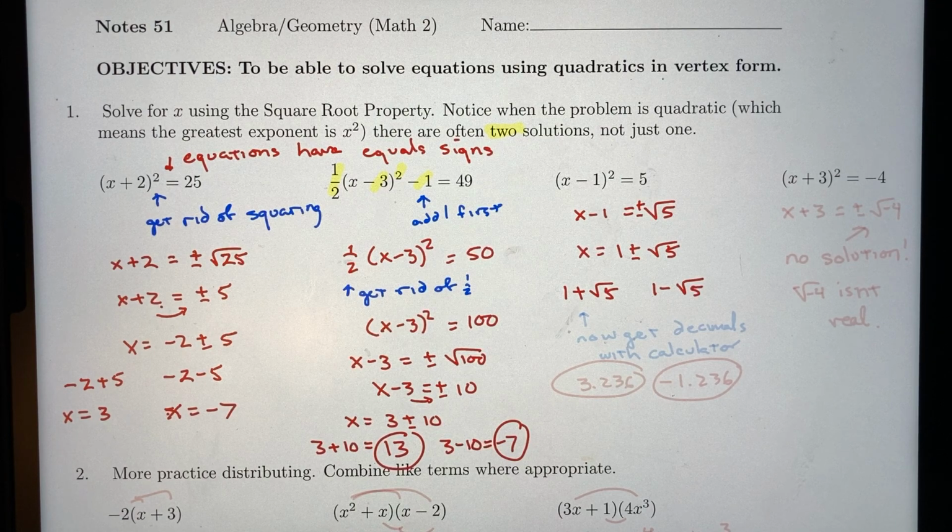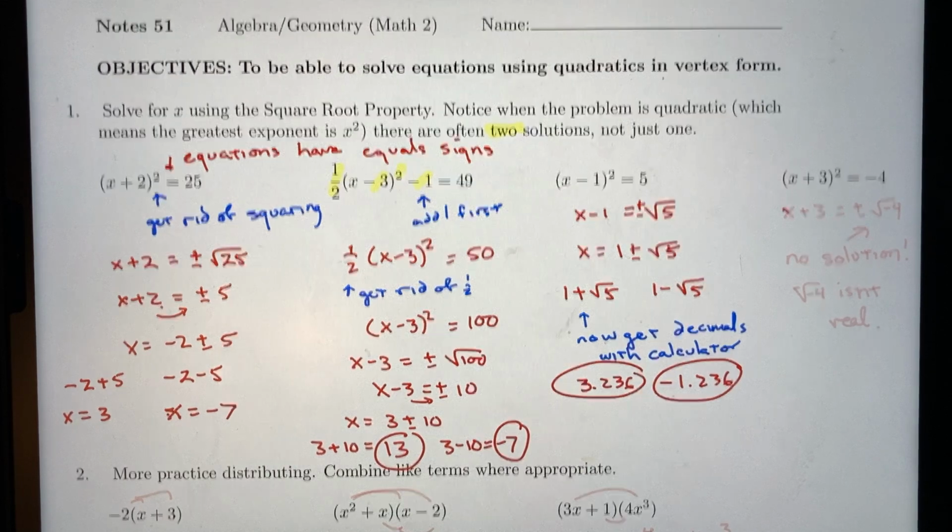This is a way of writing it with radical forms. I'm going to stuff it into the calculator. 1 plus root 5 on the calculator is 3.236. And 1 minus root 5 is negative 1.236. There you go. What about this one?